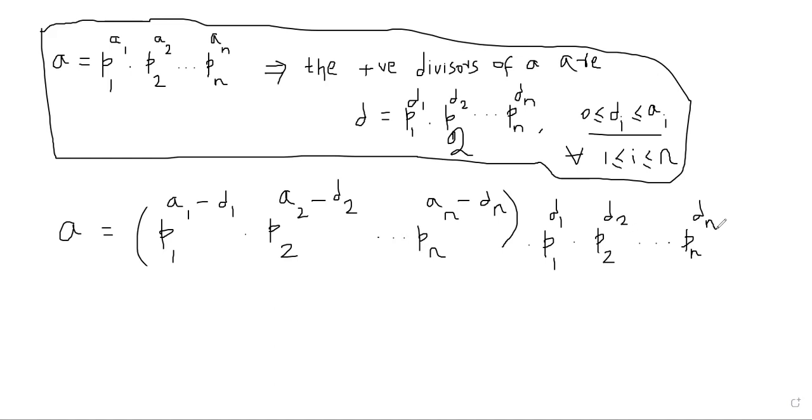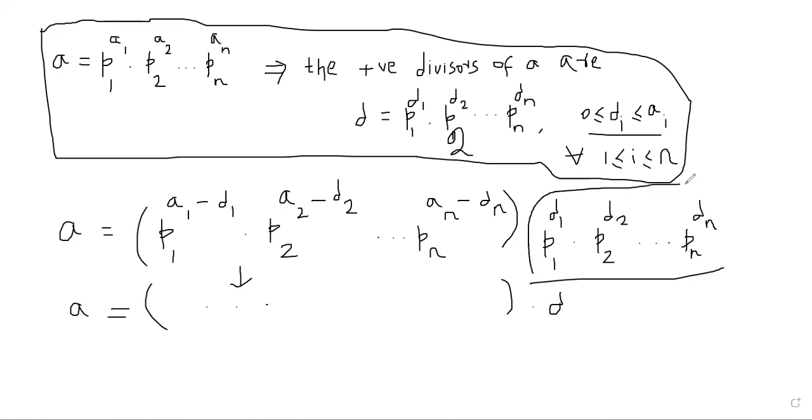Okay. Now, what is this? p1 power d1, p2 power d2, and so on is nothing but d. So I have a is equal to something, and the something is just this expression times d. This whole thing is called d. So when you write a is equal to something times d, you can right away say d divides a. That is the definition of divides.